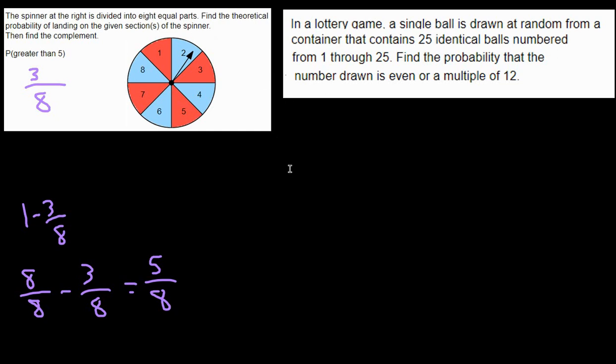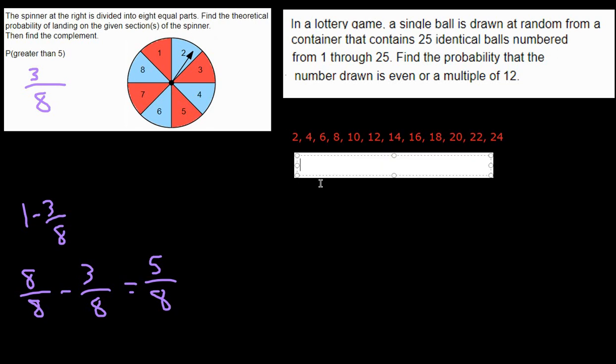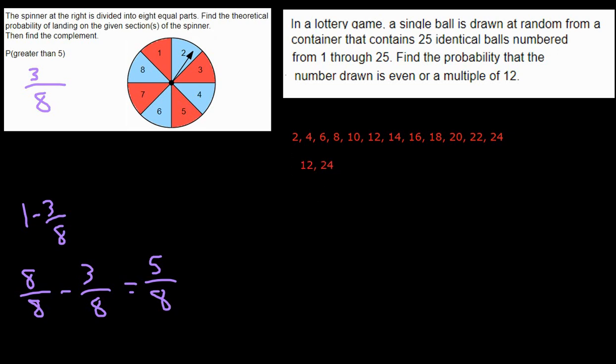The even numbers would be 2, 4, 6, 8, 10, 12, 14, 16, 18, 20, 22, 24. And the multiples of 12 are just 12 and 24. But when we're counting them up, first we know we're going to have over 25 as our answer, because that's how many balls we have to choose from. But we do not double count. So if a 12 is right here, we don't count it again since it's at the top one.